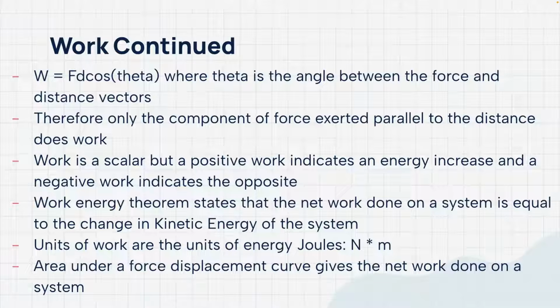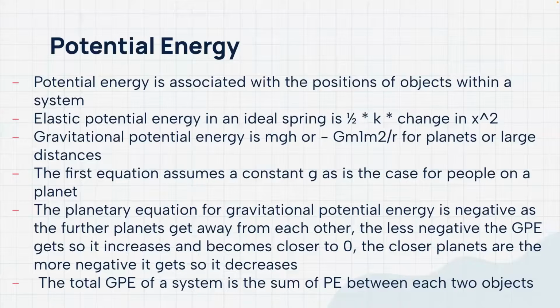And you can use this to calculate either of those. The units of work are just the units of energy, which are joules, which is just newtons times meter. Also note that the area under a force displacement curve gives the net work done on the system. This makes sense, right? Because work is just force times distance, and displacement accounts for the net work done.